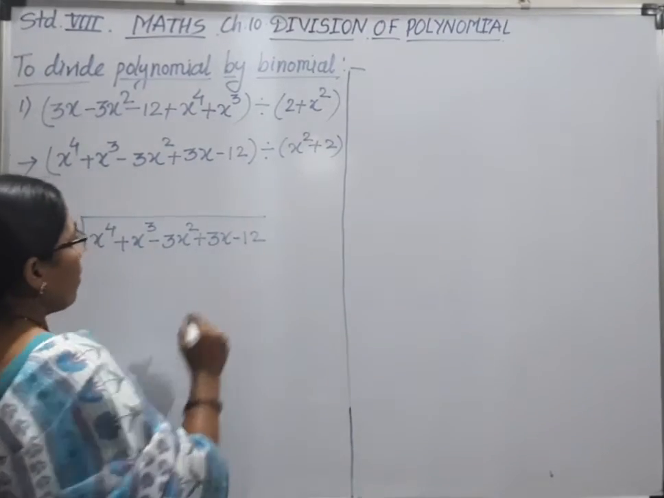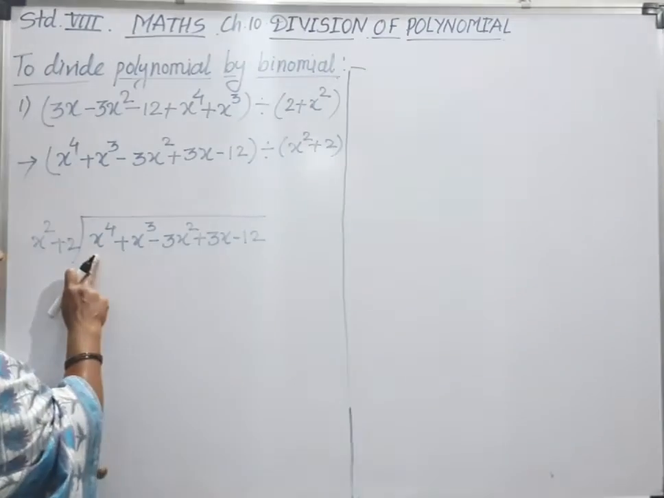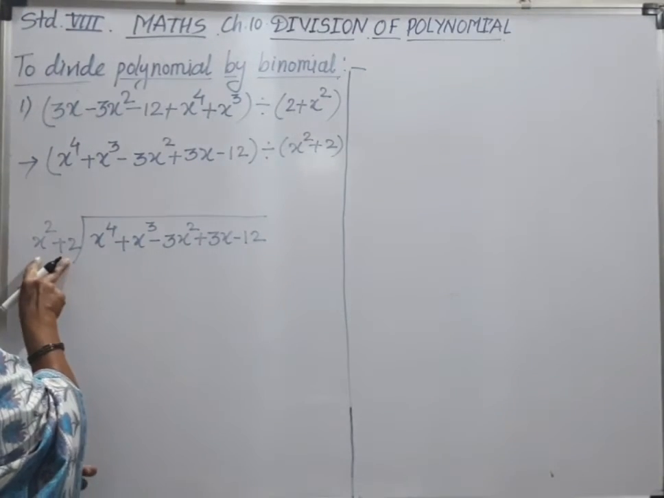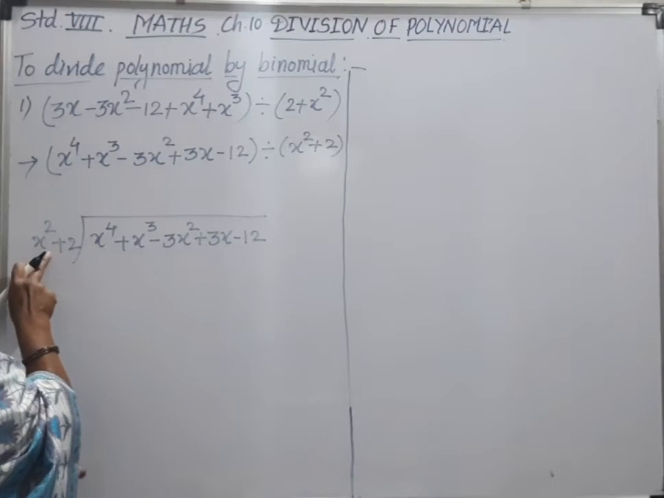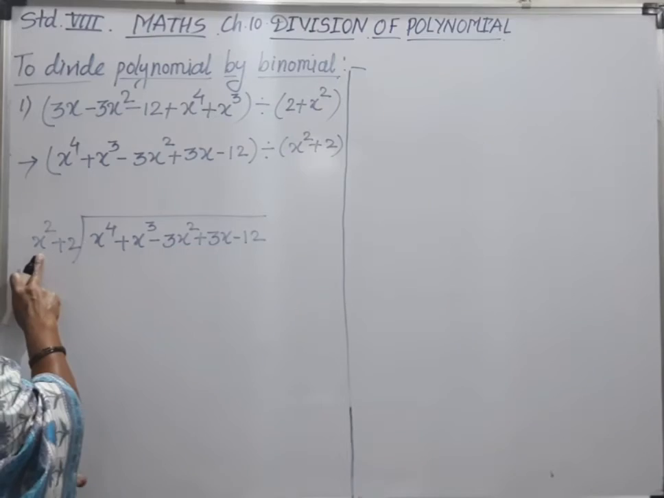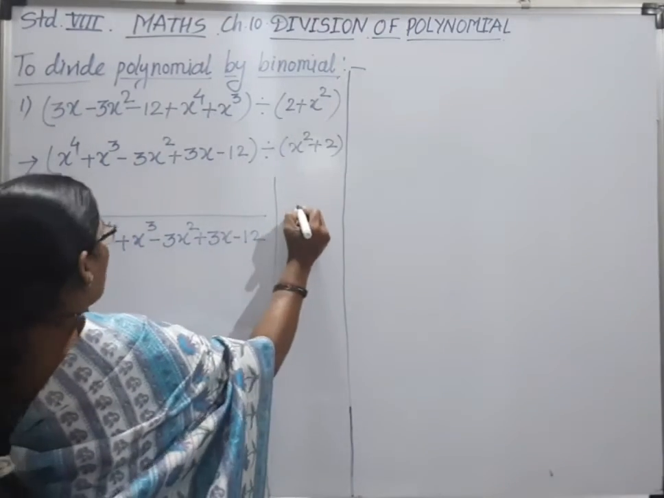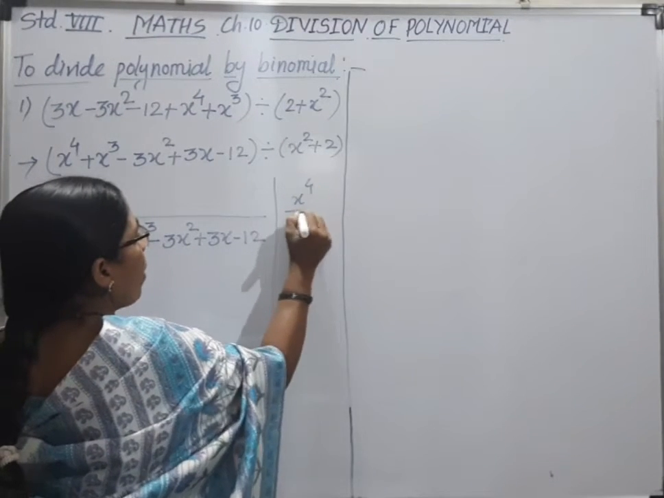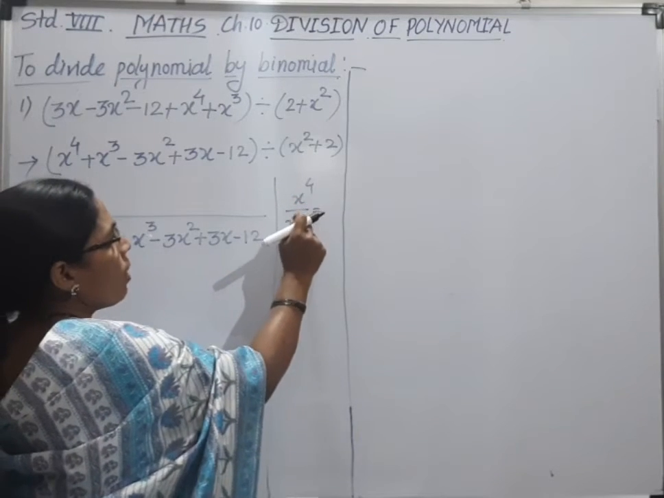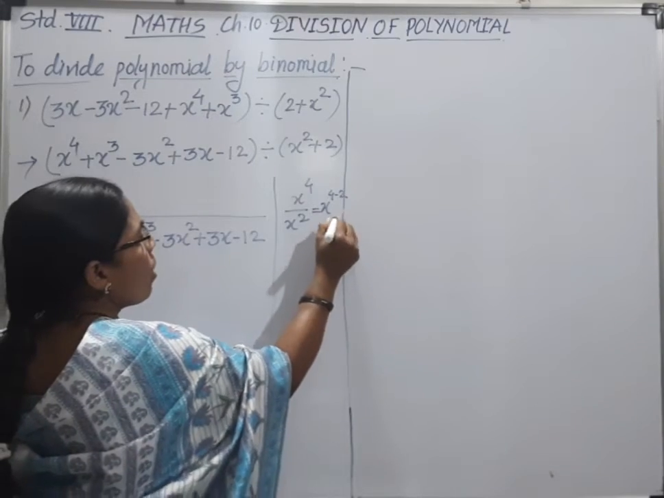Now when we are dividing, first we learn that we take the first term of the dividend divided by the first term of the divisor, which is a binomial because two terms are here. So this rough calculation I am doing here only. x raised to 4 divided by x square is x raised to 4 minus 2, which is equal to x square.